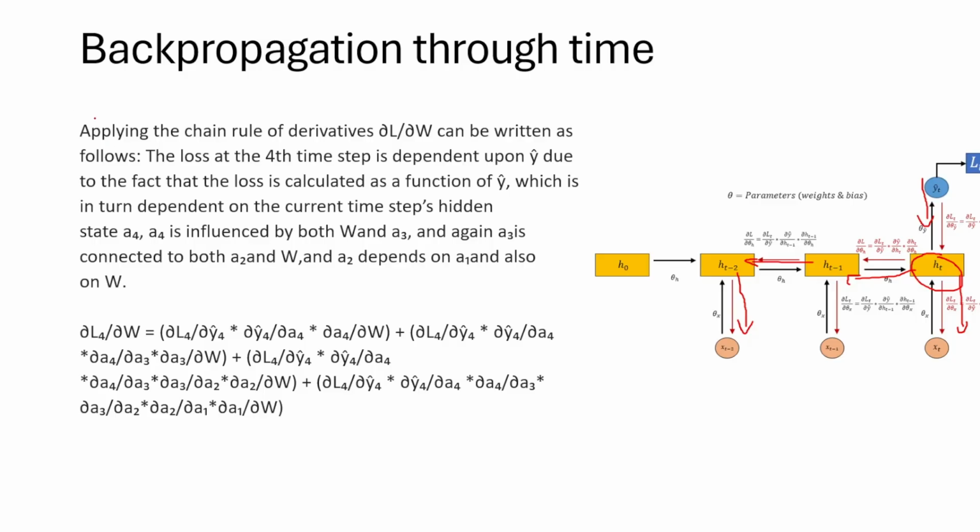So before applying the chain rule of the derivatives, it can be written as the loss at the fourth time step is dependent upon y hat, due to the fact that the loss is calculated as a function of y hat, which is dependent on the previous one. So this is the first one, the second one, the third one, and this is the fourth one.